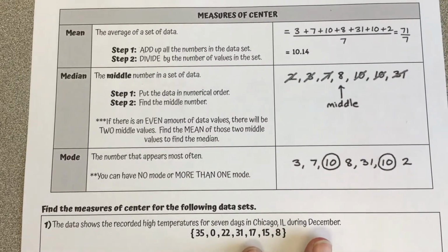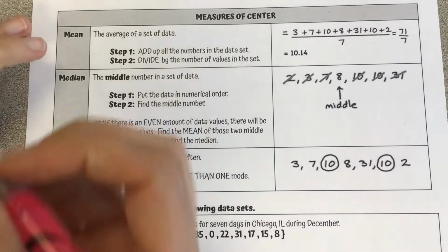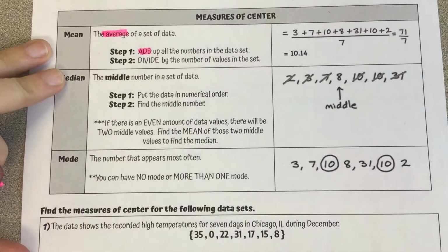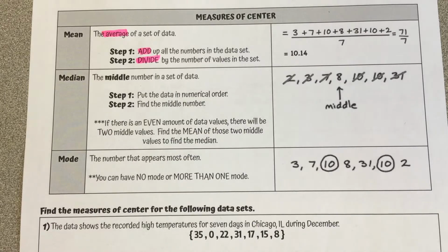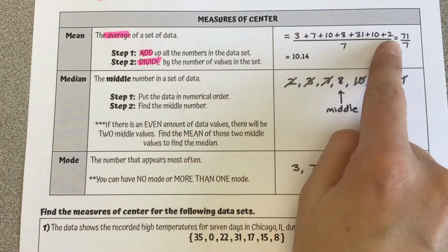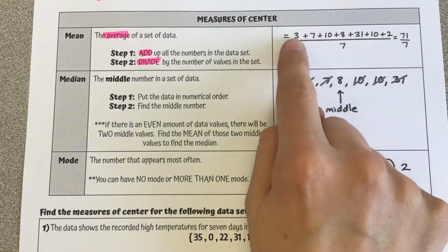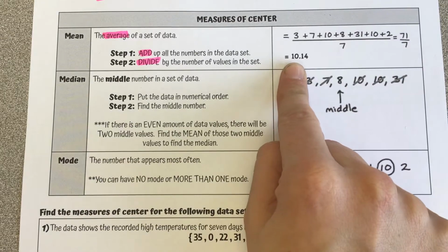So what are the measures of center we're going to look at? First off, we have the mean, which is the average of a set of data. So we are going to add up all of the numbers in the data set, and we are going to divide by the number of values in that set. As you can see in this example, you're adding up the numbers, you're dividing by the number of digits, 1, 2, 3, 4, 5, 6, 7, and you get your answer.